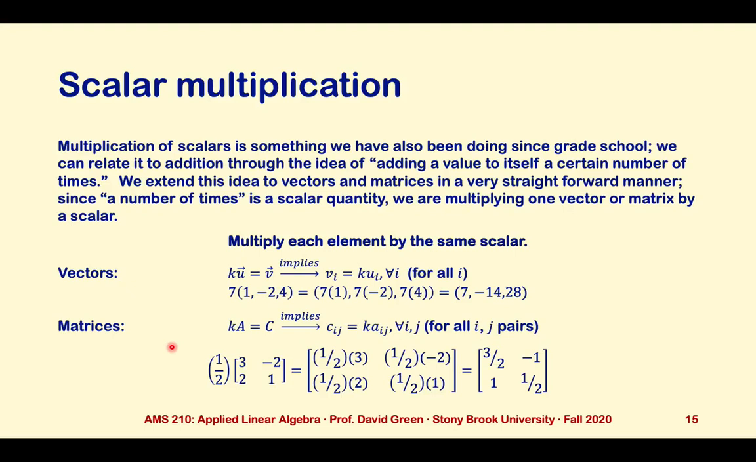We can extend this idea to vectors and scalars in exactly the same way. If we can add matrices and vectors, then we can think about adding a vector to itself a certain number of times, or adding a matrix to itself a certain number of times. This idea of scalar multiplication is executed in a very, very simple way. All we need to do is multiply every element in the matrix or the vector by the same scalar.